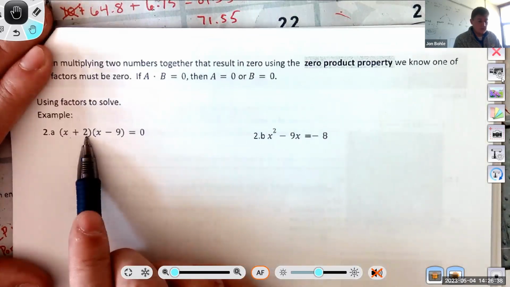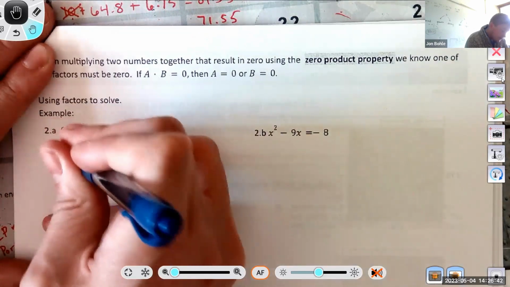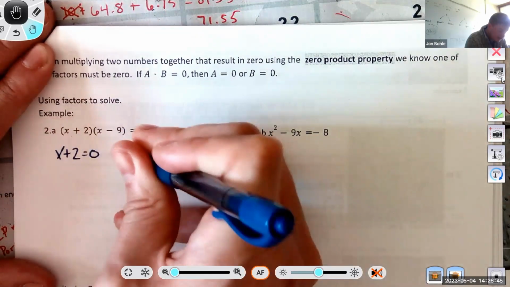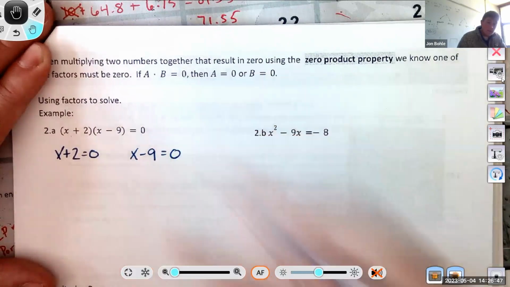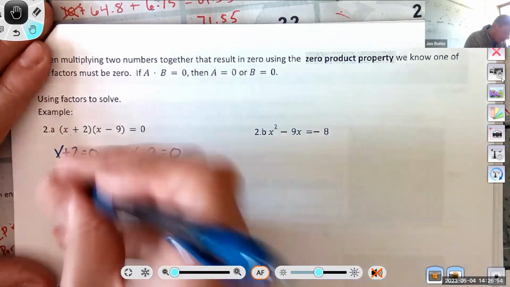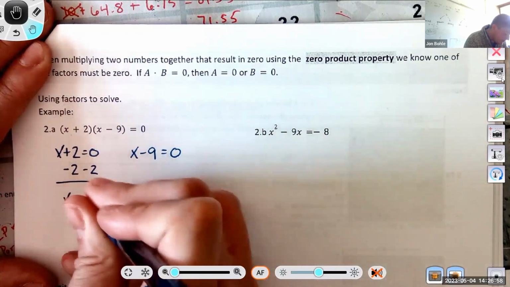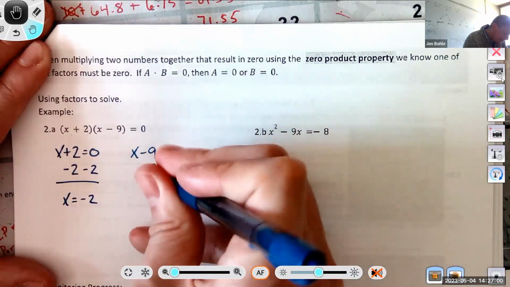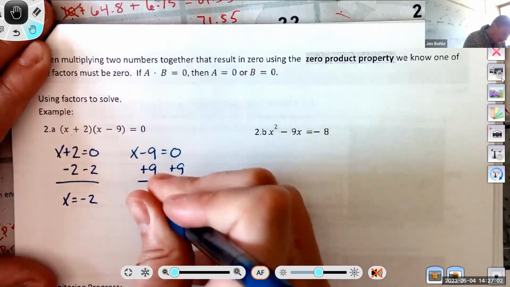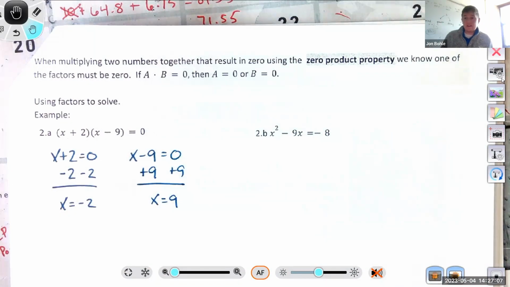If I have x plus 2 times x minus 9 and my answer is 0, that means x plus 2 is equal to 0 or x minus 9 is equal to 0. Knowing that, I can solve for x in each of these respectively, and I'm going to have two solutions. I'm going to subtract 2 and get x is -2, and I'm going to add 9 to get x is 9, and then I just have two solutions. So it's really nice when the problems are already factored and set equal to 0.